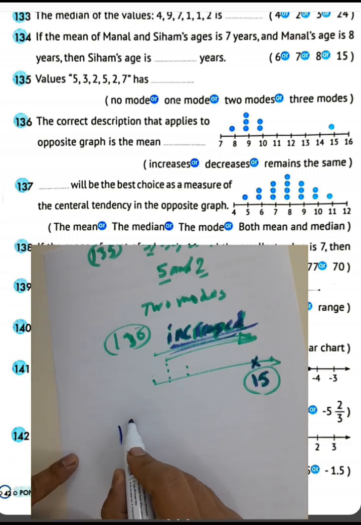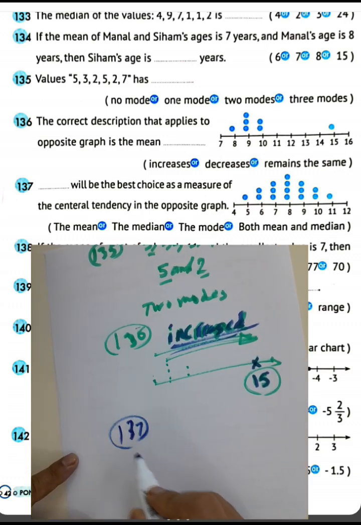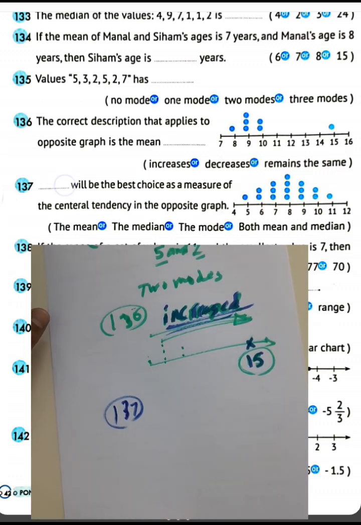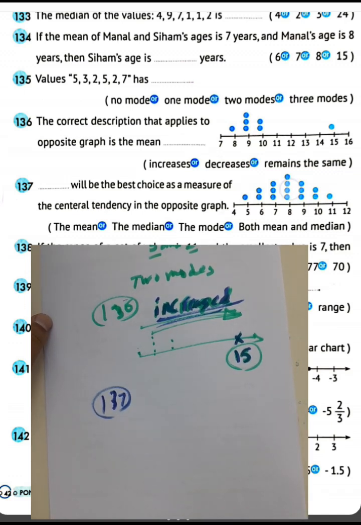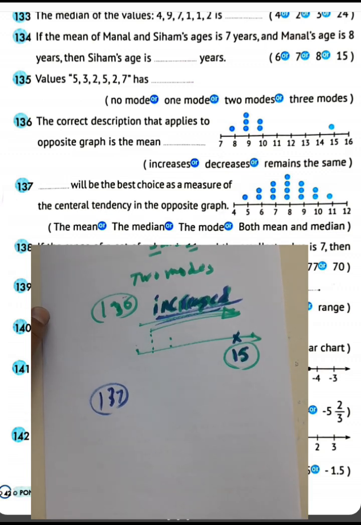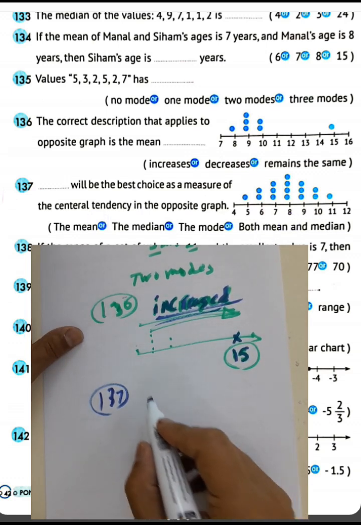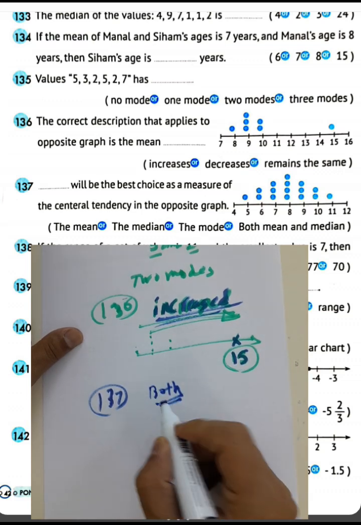Question 137. What will be the best choice as a measure of the central tendency for the opposite graph? We can use either the mean or the median because we have symmetry between all points, so we can use both the mean and the median.